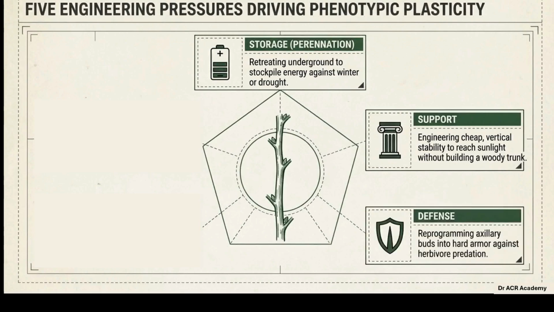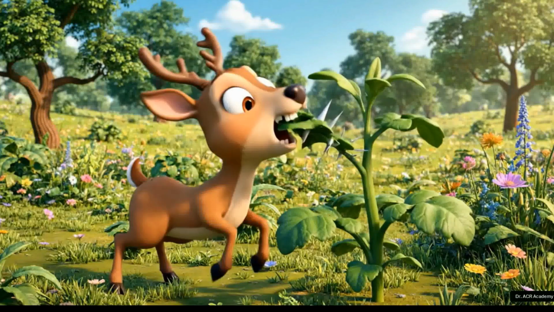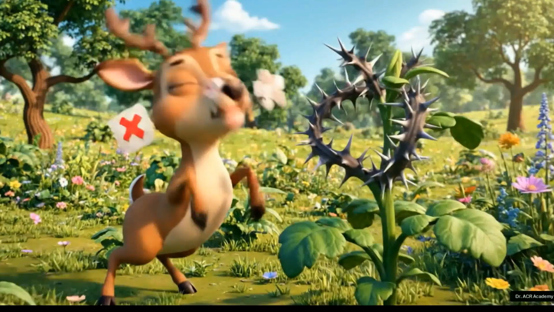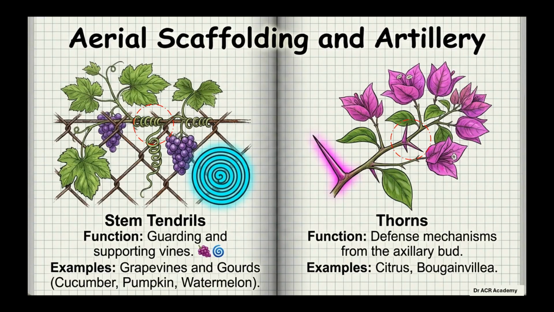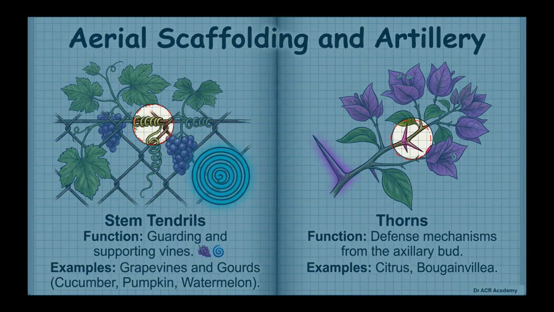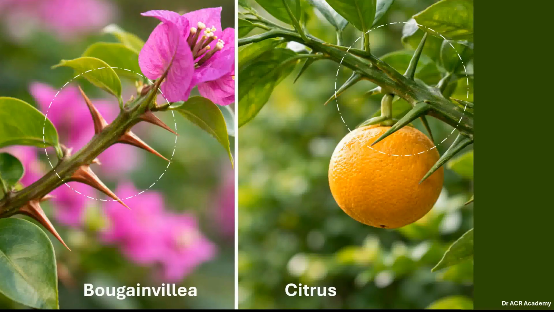Okay, so what if the threat isn't about getting up to the light, but about fending off a hungry animal that wants to eat you? The plant needs armor. And what's incredible is that it turns to that exact same structure, the super versatile axillary bud, and reprograms it from a tool for climbing into a weapon for defense. Let's look at this thorn on the Bougainvillea. Stem thorns. These are hard, sharp, pointy modifications. The two classic examples you have to know are citrus plants like lemons and Bougainvillea.